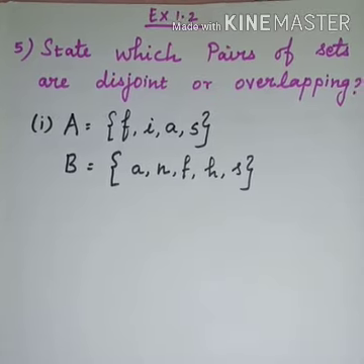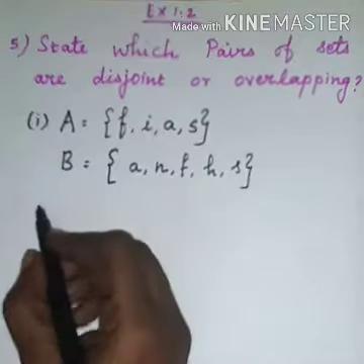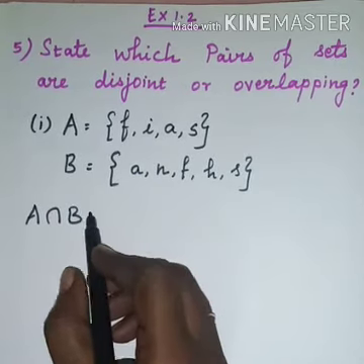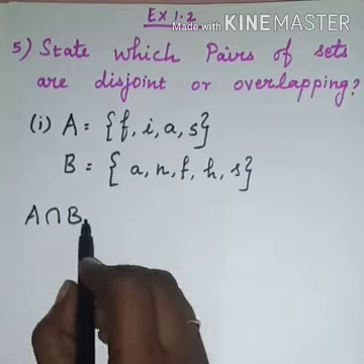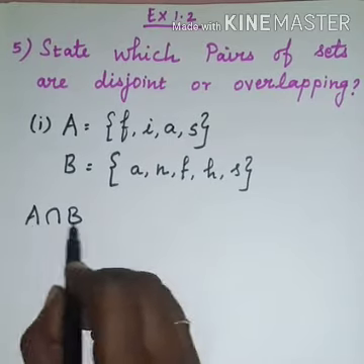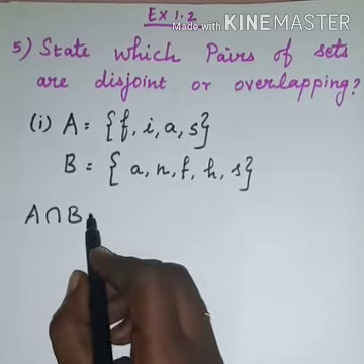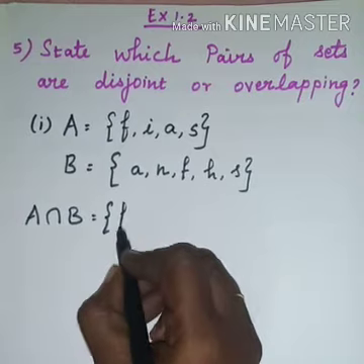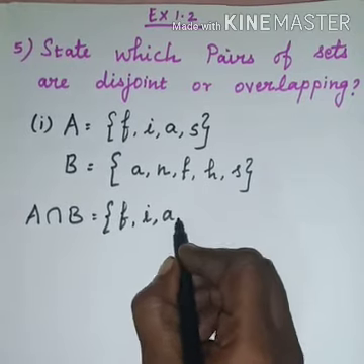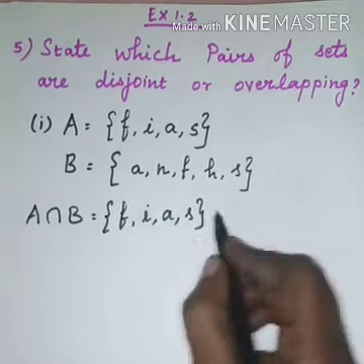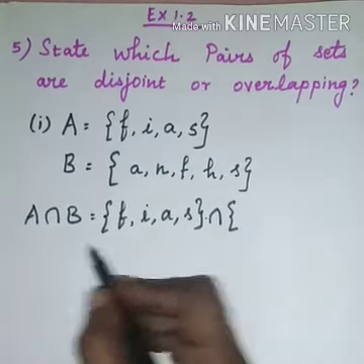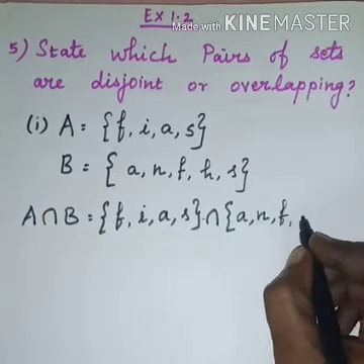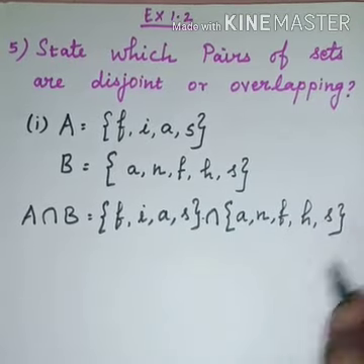So we have to find A intersection B for that. What is A intersection B? The common elements in A and B. So write the set A first. What is the set A? F, I, A, S, and put the intersection symbol. And what is the set B? A, N, F, H, S.